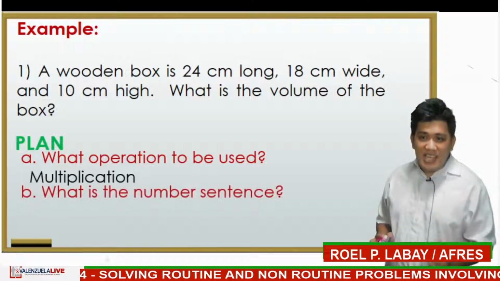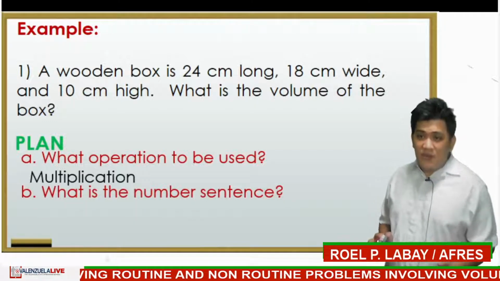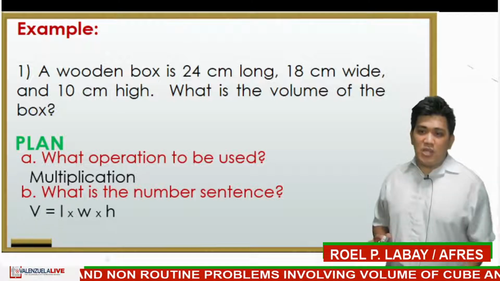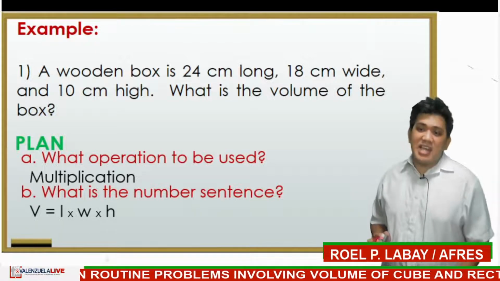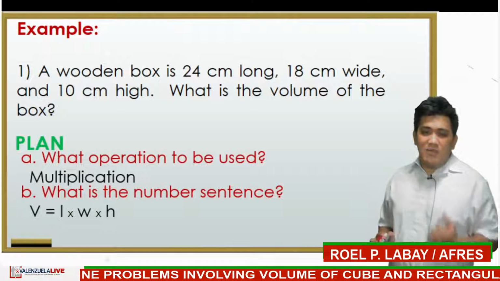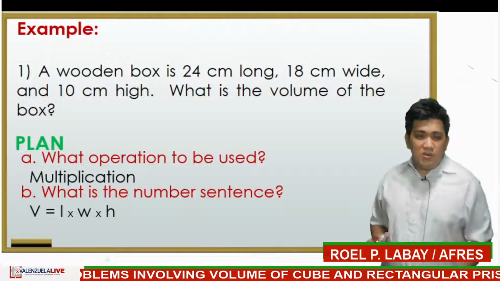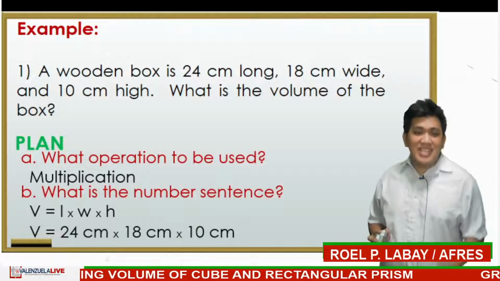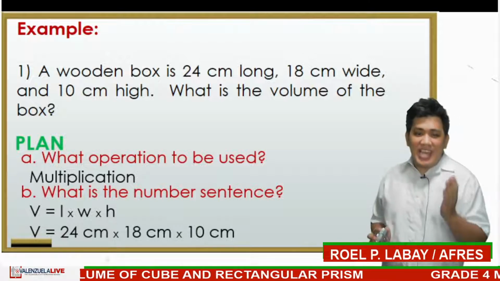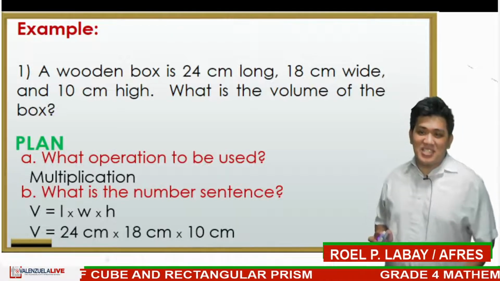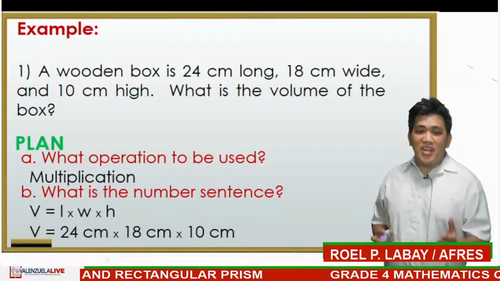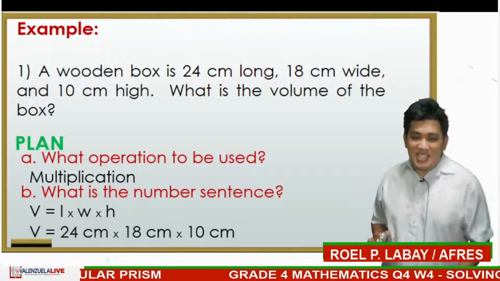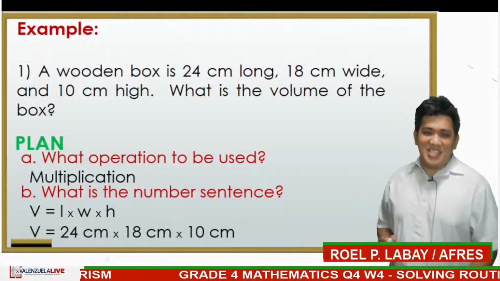And our number sentence will be the formula for the volume of the rectangular prism, which is volume is equal to length times width times height. And then we substitute the unit for the length, width, and height, which is 24 centimeter, 18 centimeter, and 10 centimeter respectively. So therefore, the number sentence is 24 centimeter times 18 centimeter times 10 centimeter.